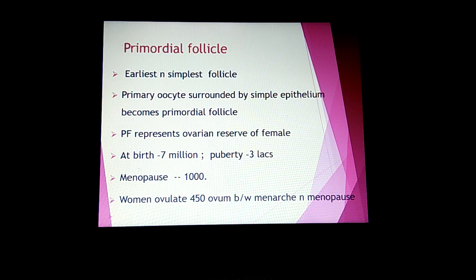So why does this happen? At birth it is 7 million and then at puberty the number reduces to 3 lakhs. Actually, these follicles undergo atresia also, so the number keeps on reducing and reducing. At menopause the female is left with only 1000, and roughly a woman ovulates 450 ova between menarche and menopause.